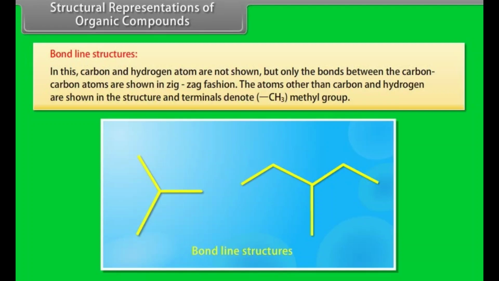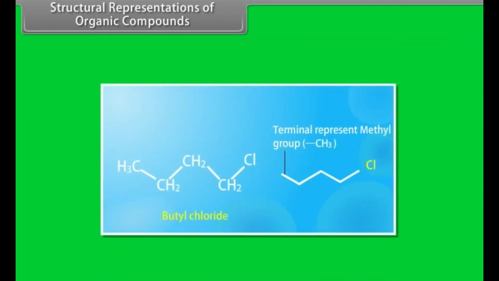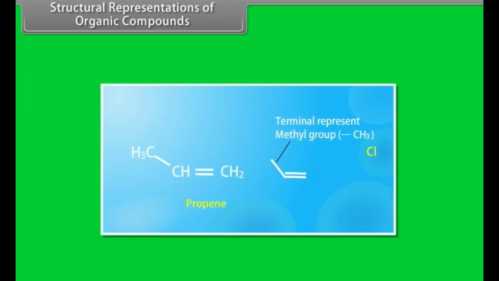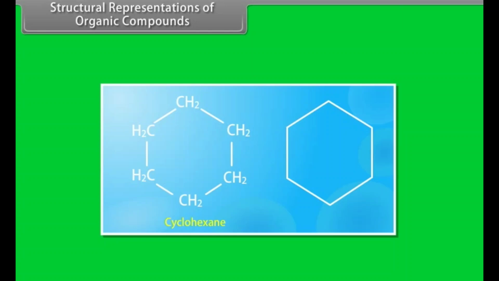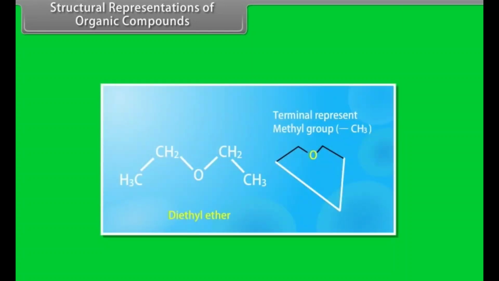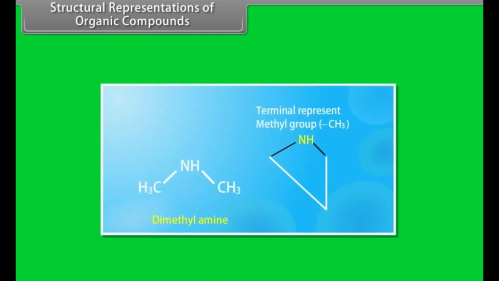In bond line structures, carbon and hydrogen atoms are not shown, but only the bonds between the carbon-carbon atoms are shown in zigzag fashion. The atoms other than carbon and hydrogen are shown in the structure, and the terminals denote methyl group. For example, butyl chloride, propene, cyclohexane, diethyl ether, dimethylamine.